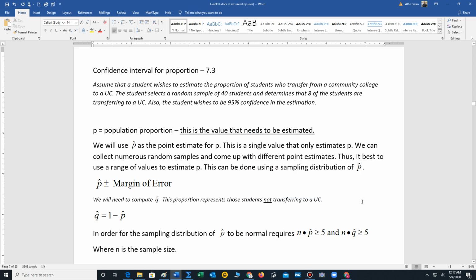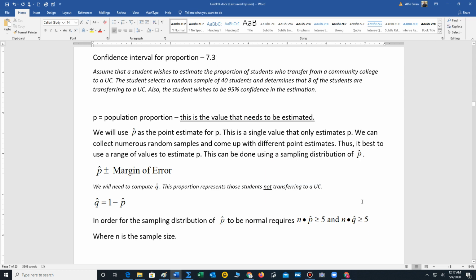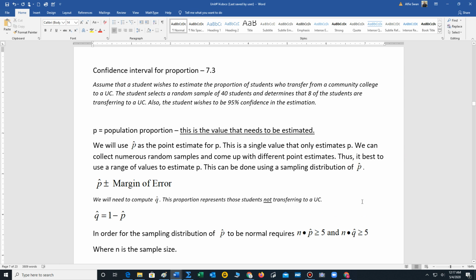Hello, we are now entering section 7.3, which deals with confidence interval for a proportion. Now, if you recall, a proportion is just a part of a whole. So for example, if 3 people prefer learning online out of a group of 10 people, then your proportion would be 3 out of 10 or 0.3. Let's take a look at an example of how we can apply this to solve confidence intervals involving proportions.